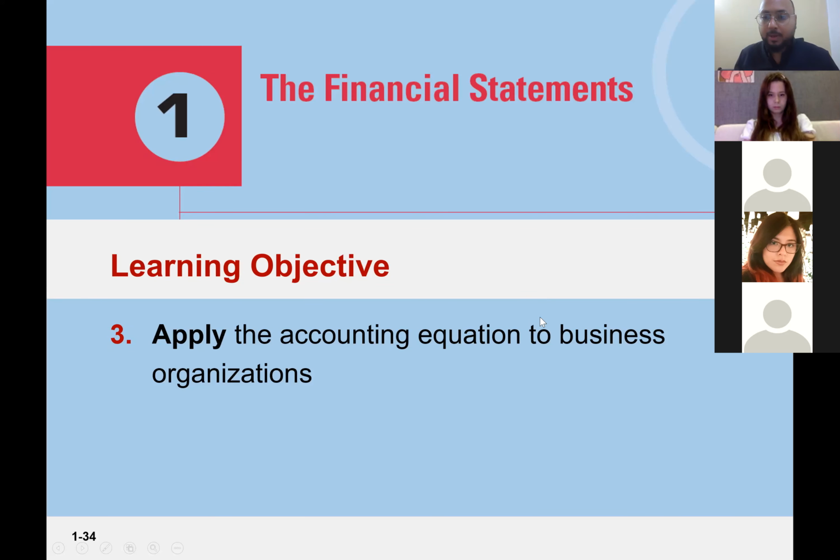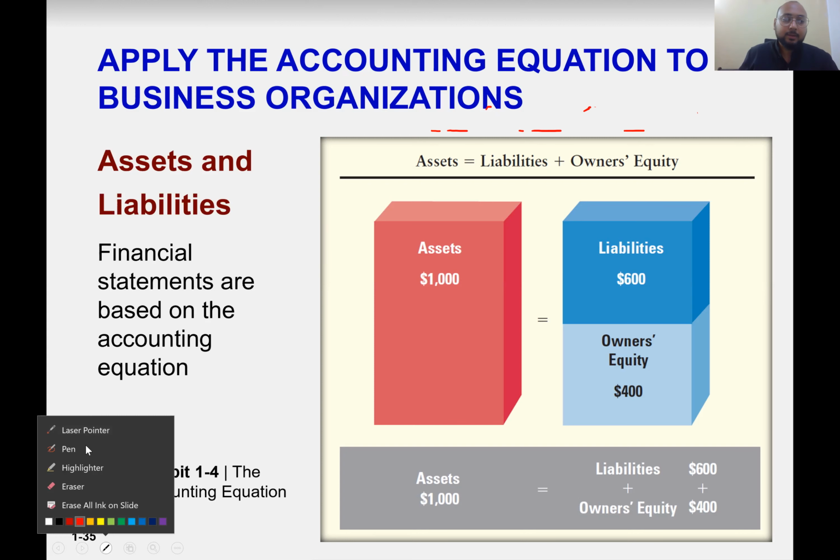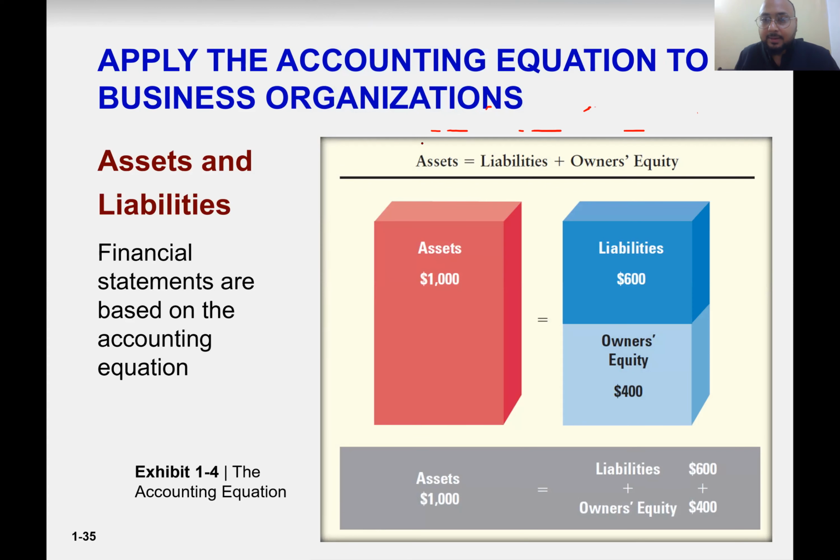Okay, class, welcome back after the break. Let's move forward. We were discussing our third learning objective, applying the accounting equation to business organizations. Let's just talk about that. So the accounting equation is assets equal liabilities plus owner's equity, right? Assets equal liabilities plus owner's equity.